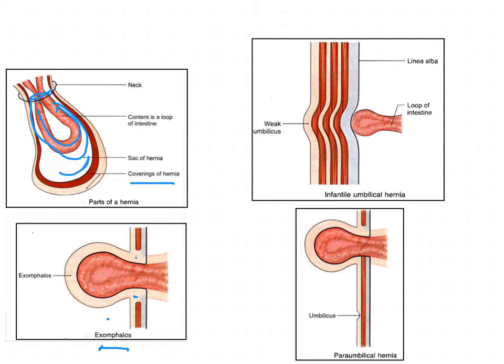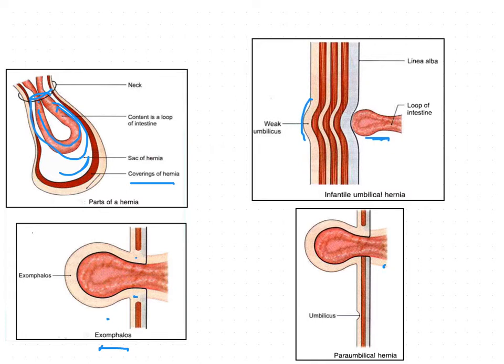Due to weakness of the umbilical scar, a part of the gut may be seen protruding out. So this is the weak umbilicus area. Here the loop of intestine, this part of the gut, is protruding out. It disappears as the infant grows. Next one is the paraumbilical hernia. A loop of intestine protrudes through the linea alba around the region of the umbilicus. So this is called paraumbilical hernia.